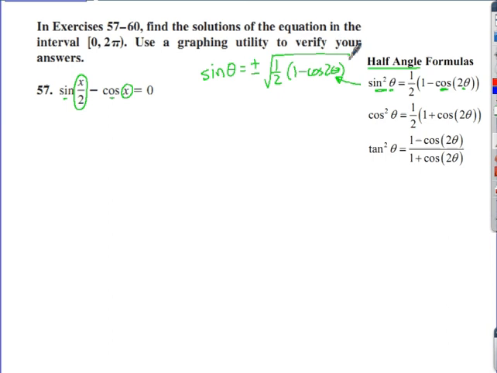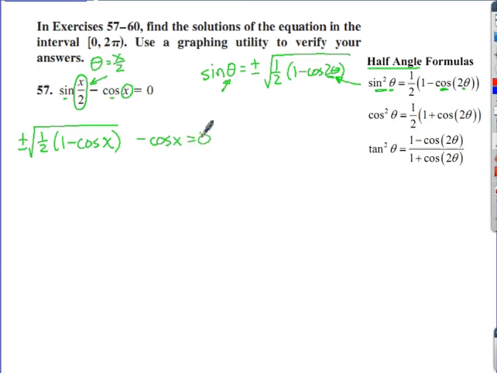Okay, so let's plug this in. We're going to let theta equal x over 2. So that's this part here and this part here. This is going to be replaced with plus or minus square root of 1/2 times (1 minus cosine. Now here's the nice part, because here we want to write down 2 theta. If theta is x over 2, then 2 theta must be just x. So we have x. That's good. It's all under a square root, and then we subtract cosine x and it equals 0.